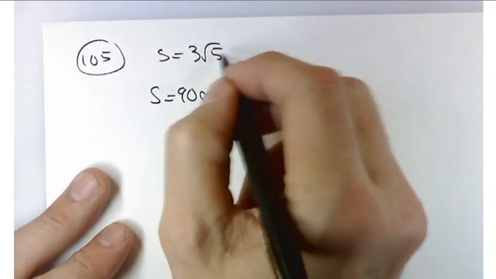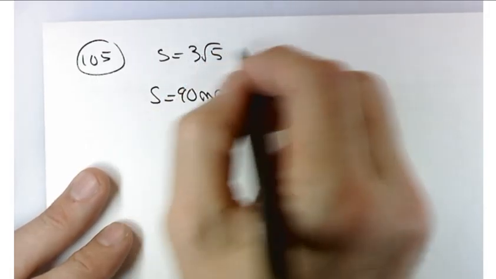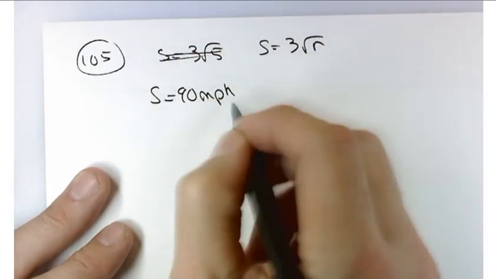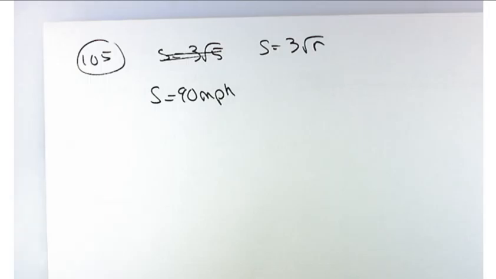You know what? I wrote a 5 here. Why did I write a 5? This should be s equals 3 square roots of r. It's because my colleague was coming over here. He put something on my outside window. I don't know what kind of joke he left here, but he's messing with me.